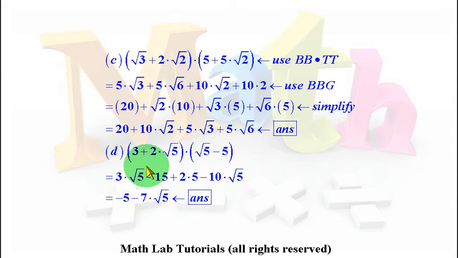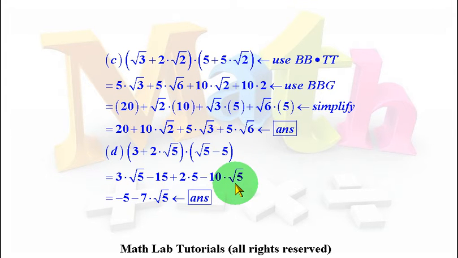Okay, so again, we're going to look at D. Again, we have 2 bullets and 2 targets. And we're going to be launching the first bullet. 3 dot root 5 is just 3 root 5. And then 3 dot negative 5 is minus 15. And then 2 root 5 dot 5 would just be 2 dot 5 because we know that root 5 dot root 5 is just 5. And then 2 root 5 dot negative 5 is just minus 10 root 5.